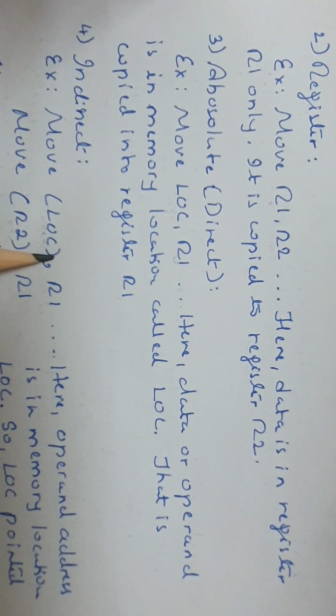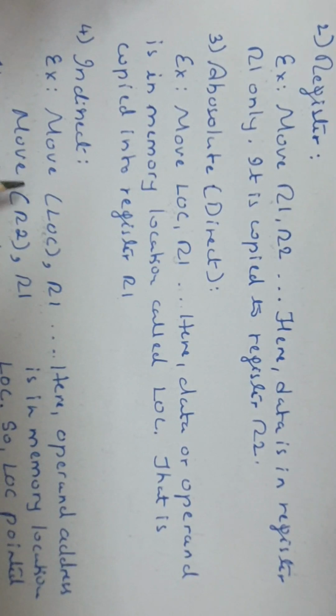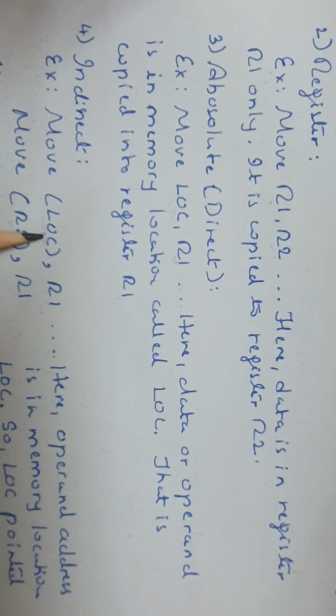So this bracket indicates LOC is not storing the operand 1000. It is the address of memory location 1000. So in that 1000th memory location, what is stored? Suppose whatever data 1122, whatever is stored, that is copied to R1 here.